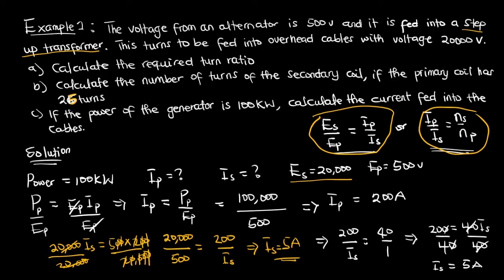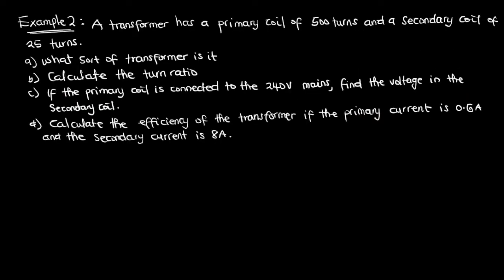Very good. All right, so let's have a look at another problem, and then we end the second part of this tutorial. So we have a transformer that has a primary coil of 500 turns and a secondary coil of 25 turns. This one is pretty straightforward. So we've been asked A, what sort of transformer is it? B, we have to calculate the turn ratio. Very easy. C, if the primary coil is connected to a 240 volt mains, we have to find the voltage in the secondary coil. Also very easy. D, we also have to calculate the efficiency of the transformer if the primary current is 0.6 amperes and the secondary current is 8 amperes. Very easy, straightforward.